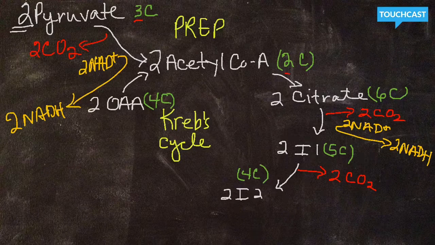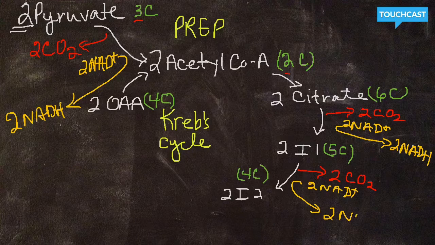And then as this is oxidized, we are going to reduce 2 more molecules of NAD plus to create 2 more molecules of NADH. Alright, so you'll notice at this point we have actually lost all 6 carbons from our original glucose. We've lost 2 up here during the prep step, then we lost 2 more converting citrate into intermediate 1, and then the last 2 converting intermediate 1 into intermediate 2. So you'll see that we have a 4-carbon molecule for intermediate 2 as well as a 4-carbon molecule for OAA.